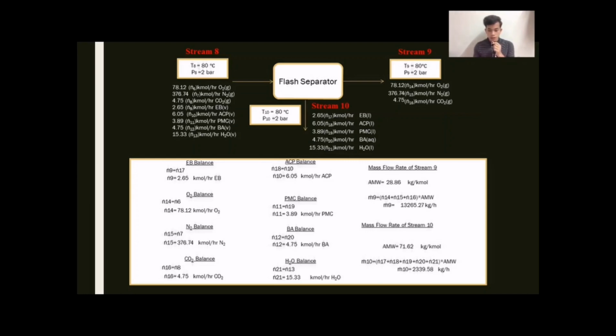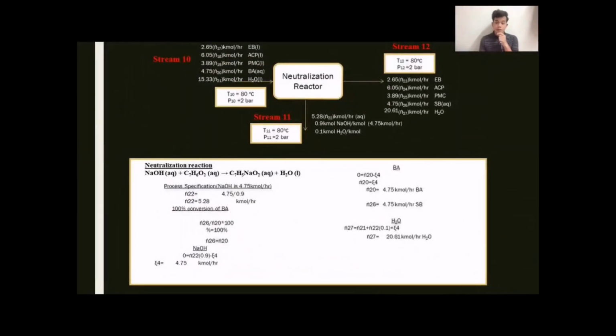For stream 9, there are 0 known and 3 unknown. For the unknown, we can get the value by using O2 balance, N2 balance, and CO2 balance. For stream 10, there are 4 known and 1 unknown. For the known, we can get the value from the neutralization reactor, and for the unknown, we can get the value by using H2O balance. For the neutralization reactor, for stream 10, we can get all the values from the flash separator.